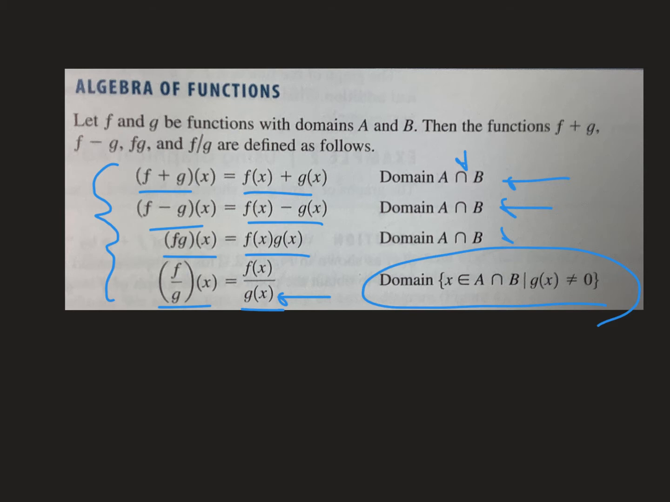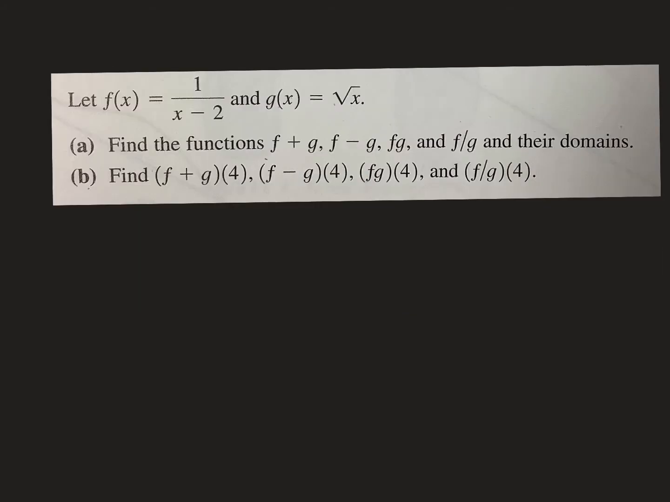Let me show you a couple examples here. All right, it says f of x is 1 over x minus 2, and g of x is square root of x. And what it tells us to do is find f plus g, f minus g, f times g, f divided by g. Okay, so first of all, we're going to go f plus g. And it also says find the domain.